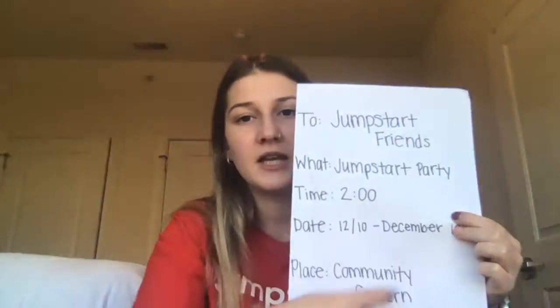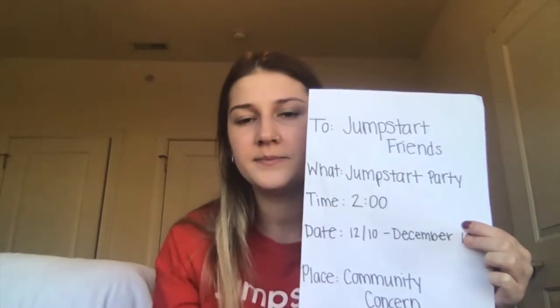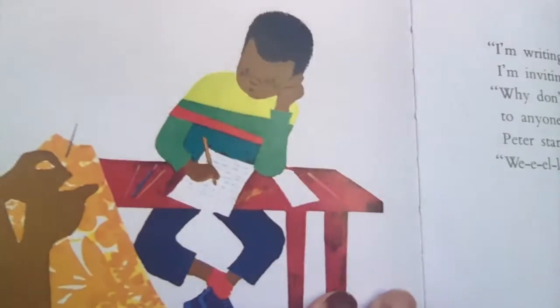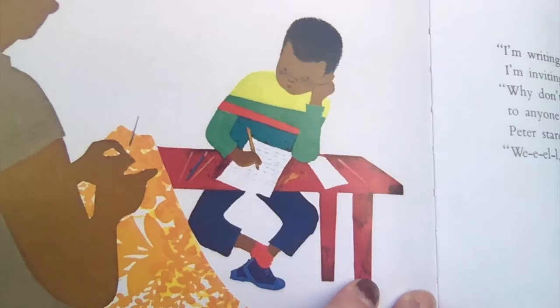So this invitation is just on a sheet of paper, and I wrote everything out. And that's exactly what Peter did too. I know we can't really see what he is doing, but you can kind of see that he is just writing it on a piece of paper. So friends, Peter used a very special sheet of paper to write to his friend Amy.